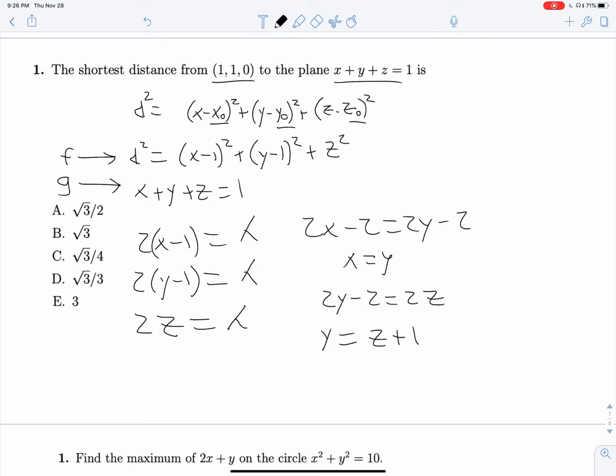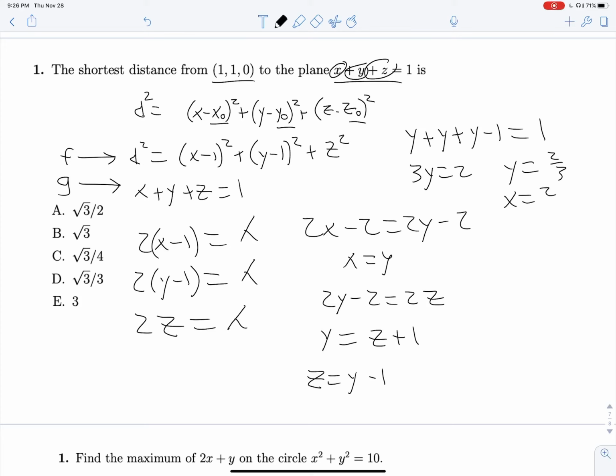And in fact, they do. We can replace this x up here with a y. We can add a y, keeping that the same. And then we need to express z in terms of y. Well, z is just going to be y − 1, so y + y + (y − 1) = 1. So we see that 3y is equal to 2, or y is equal to 2/3. And since we know that x is equal to y, x is also equal to 2/3. And since we know that y − 1 is equal to z, z is equal to −1/3.